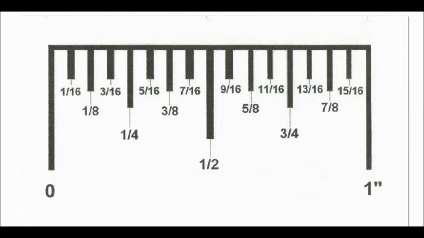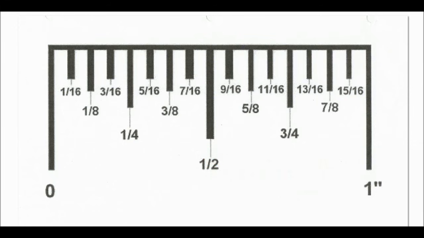Again, your second shortest lines are your eighths, 1/8, 3/8, 5/8, 7/8, and your third longest lines are your fourths, 1/4 and 3/4, and the longest line is the half. So if you're reading your tape measure and you can't remember what's the 16th, what's the fourth, what's an eighth, where's the half pop up?